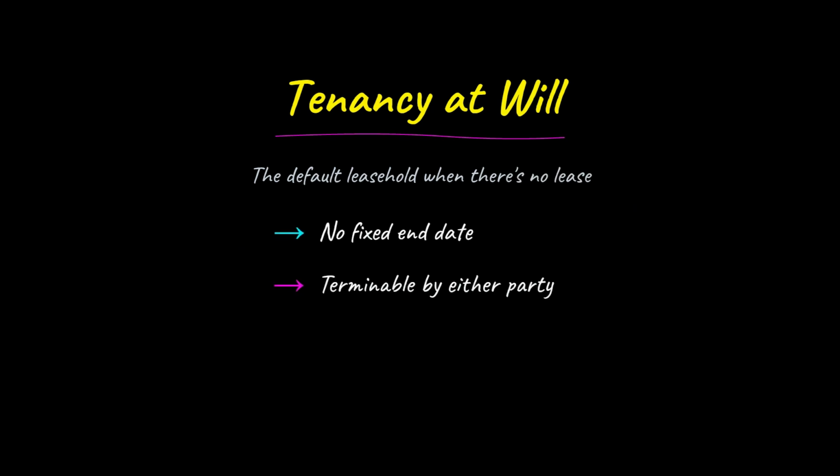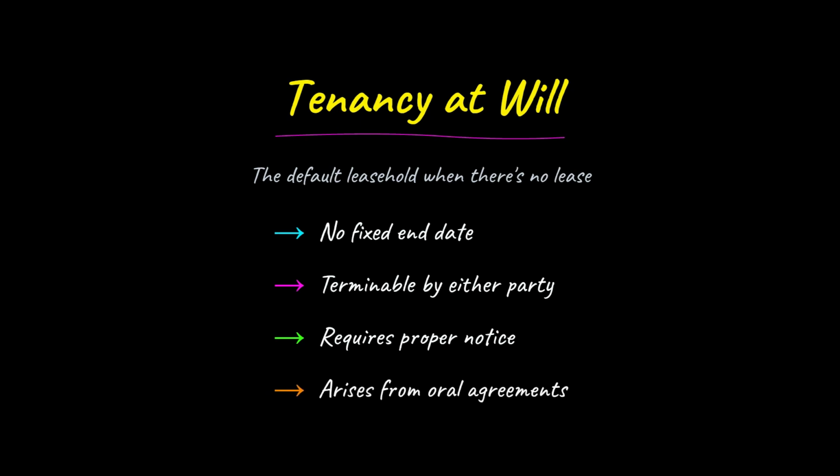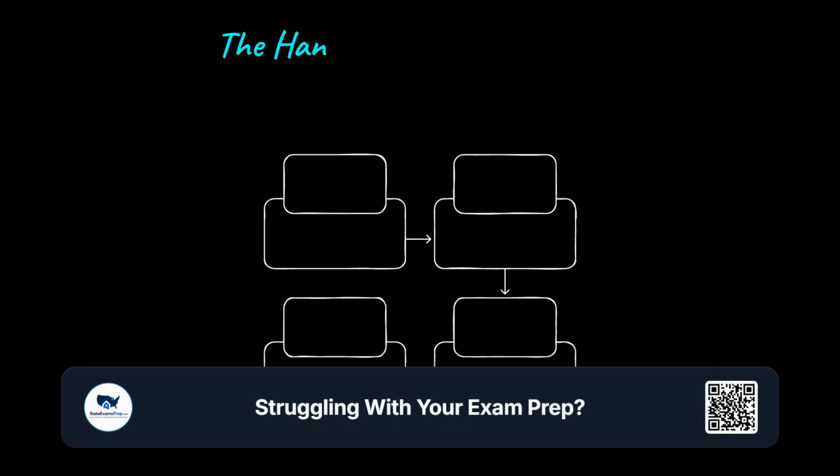A tenancy at will has no fixed end date and continues only as long as both sides agree. Either party can end it by giving proper notice, and it typically springs up whenever a rental is handshake only, with no signed lease and no set term.